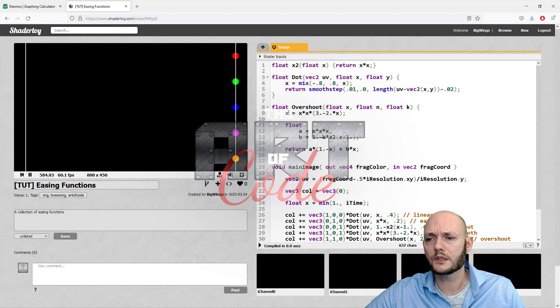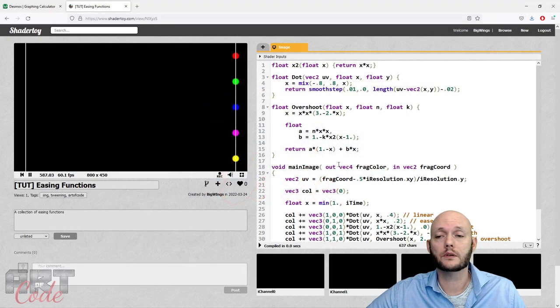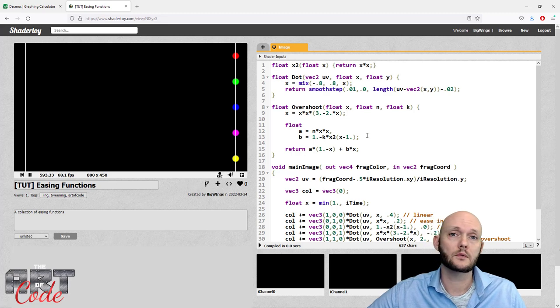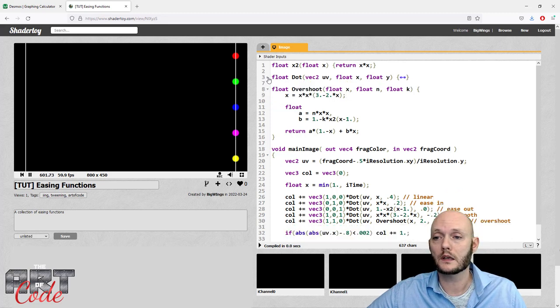This is where I'm going to start. There's a link in the description of this exact starting point on Shadertoy. Shadertoy is just a website that I use to demonstrate this, and that allows you to follow along. So if you really want to learn this, then I would implore you to grab your laptop and do the same as what I'm doing.